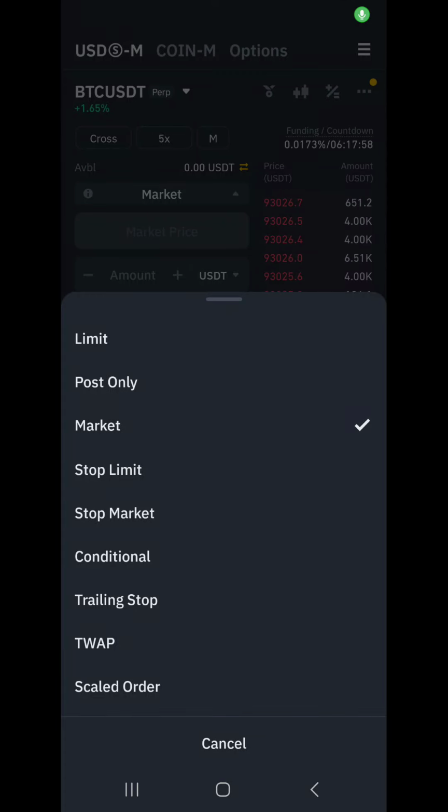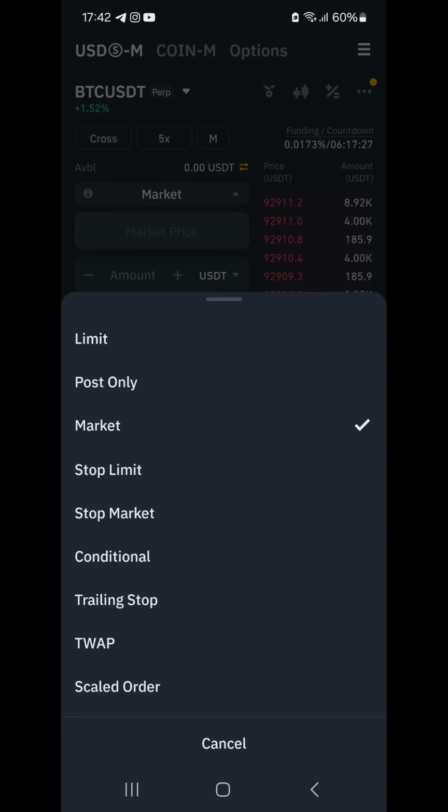Welcome back. In today's episode, we are diving deep into the markets section of the Binance Futures trading interface. Specifically, we will explore the different order types available and how to use them effectively. Stick around because we will also touch on two critical concepts: last price and mark price, probably in the next video, which can make or break your trading strategy.